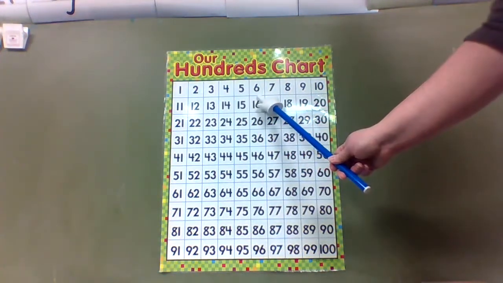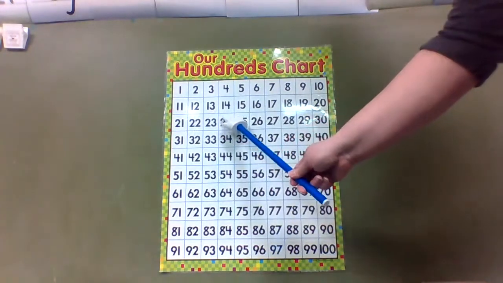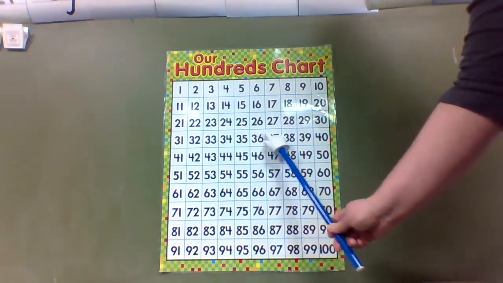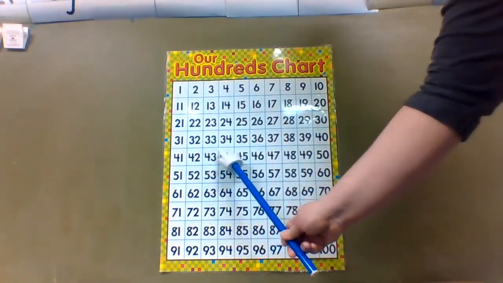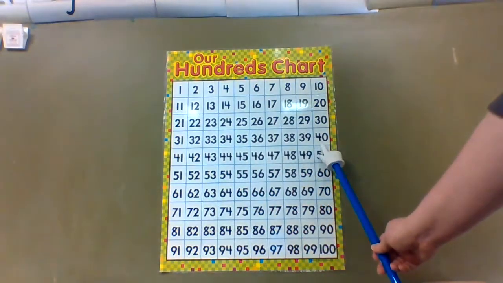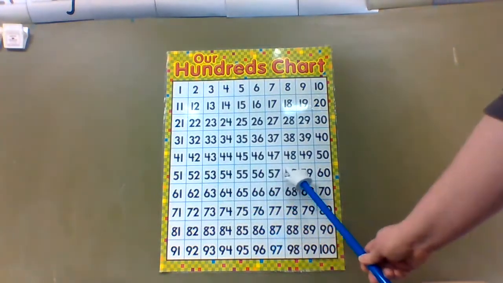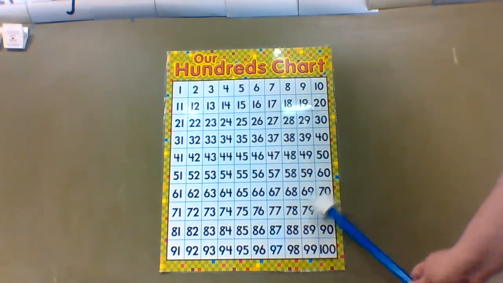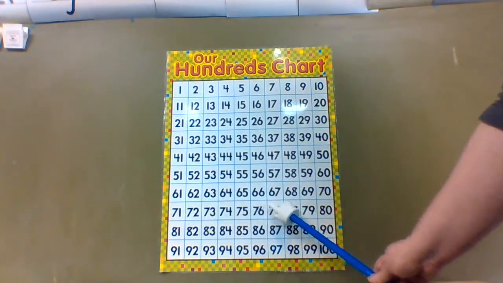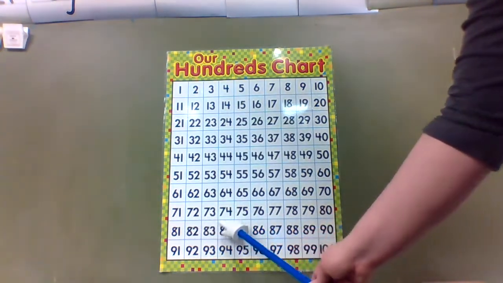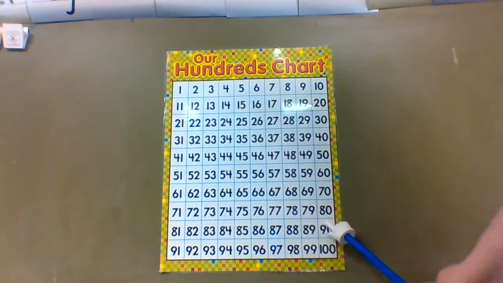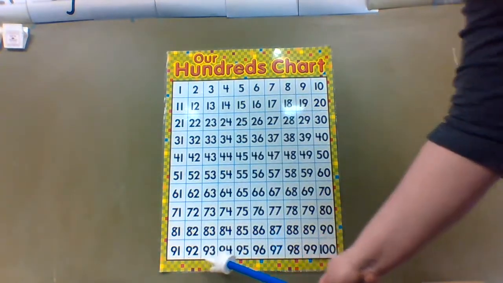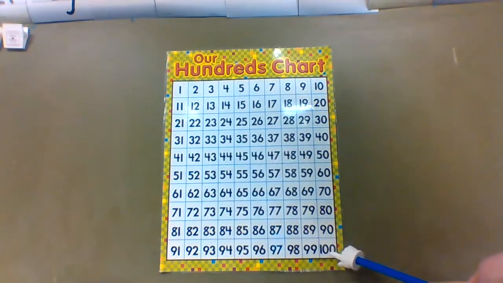2, 4, 6, 8, 10, 12, 14, 16, 18, 20, 22, 24, 26, 28, 30, 32, 34, 36, 38, 40, 42, 44, 46, 48, 50, 52, 54, 56, 58, 60, 62, 64, 66, 68, 70, 72, 74, 76, 78, 80, 82, 84, 86, 88, 90, 92, 94, 96, 98, 100. Good job.